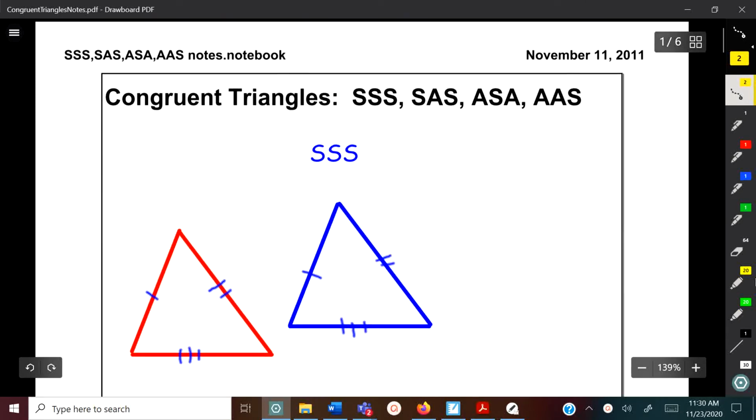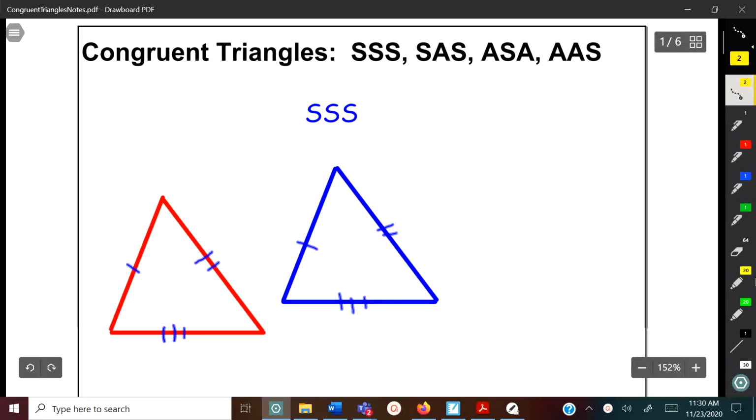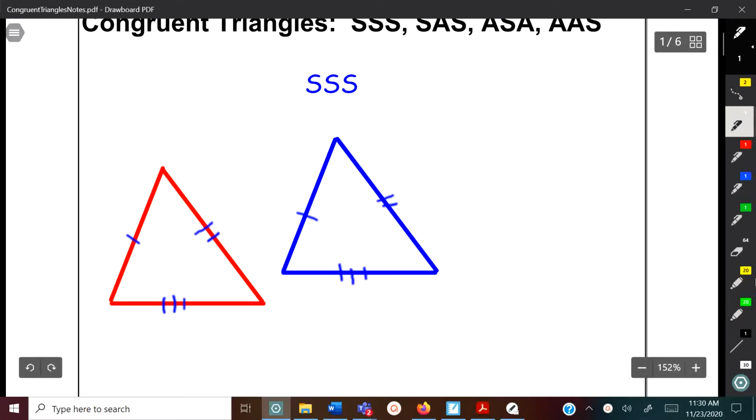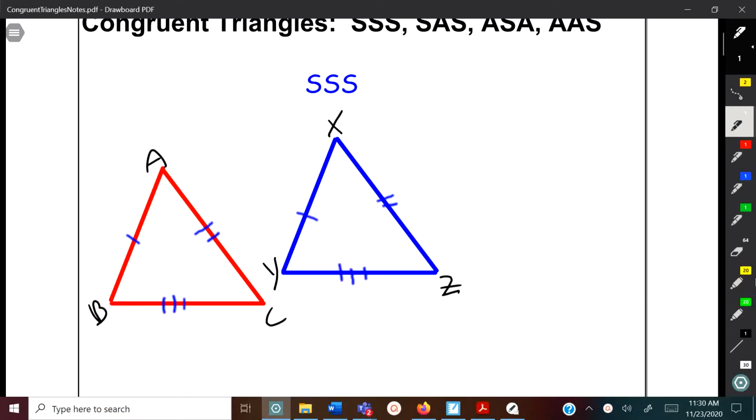The first one we're going to look at is side, side, side. With side, what they mean is that each side corresponds. Let me put some letters with these. Let's say you've got triangle A, B, C and triangle X, Y, Z. The line segment from A to B, let's say it's 5, this is 8, and this is 10. I'm just making some numbers up. These little marks let you know that they're congruent, and the actual measurement lets you know it's congruent.